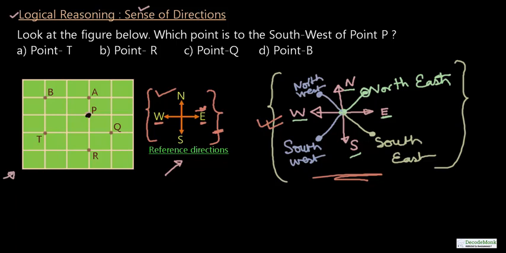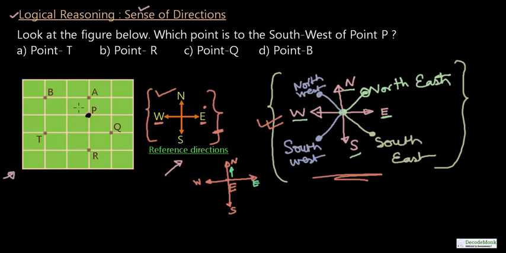So my friends, other than that, you should know certain things, like if you are facing east, towards your left it's north, and towards your right it's south, and towards your back is west. Similarly, if you are facing north, towards your right is east, towards your left is west. So such type of questions may also come in the exam. So the sense of direction should be clear in your mind.